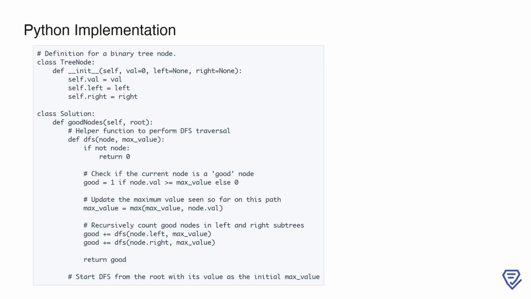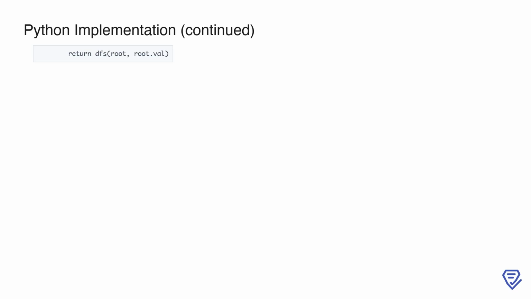Finally, we recursively calculate the number of good nodes in the left and right subtrees and add those to our count. The final step is to start the depth-first search traversal from the root node.